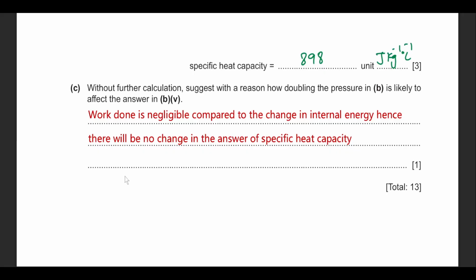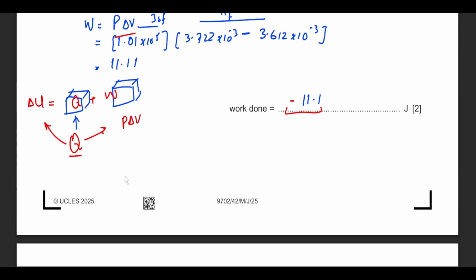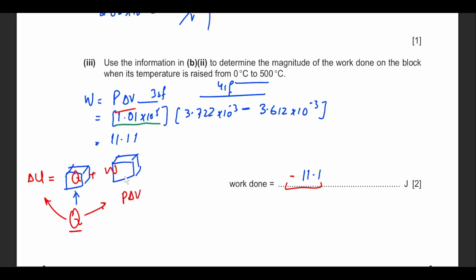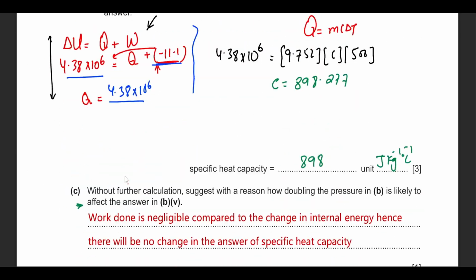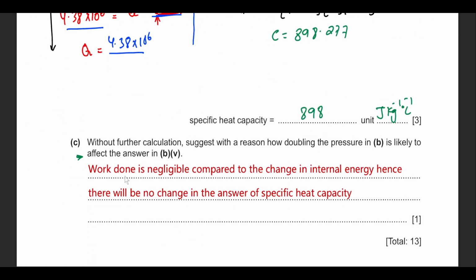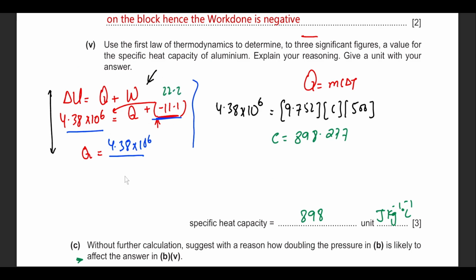Next question is, without further calculation, suggest with a reason how doubling the pressure in B is likely to affect the answer in B4. You see, if we go back to this situation, if I double this pressure, this answer will be doubled. And if today it's 11 joules, even if on that day it becomes, for the sake of example, double that, which is going to be around 22.2 joules, does it still get subtracted from the, or added to the value, and does it still make a difference?